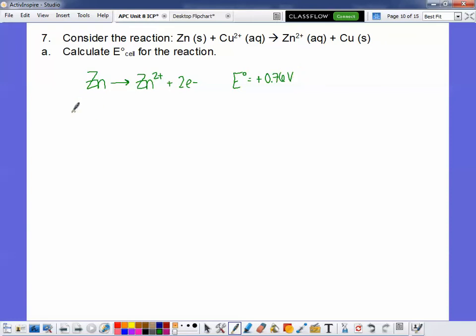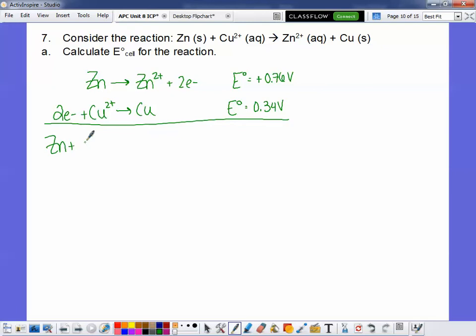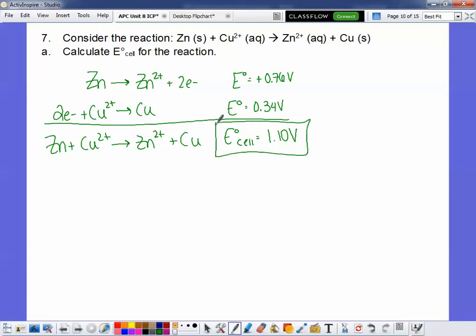And then my other half reaction is, yep, and the 2 electrons are on the left. And E for that is what? Yep, 0.34 volts. So my overall equation, which we're going to need for later, what's the overall cell potential? 1.10 volts. Okay, so that's part A.